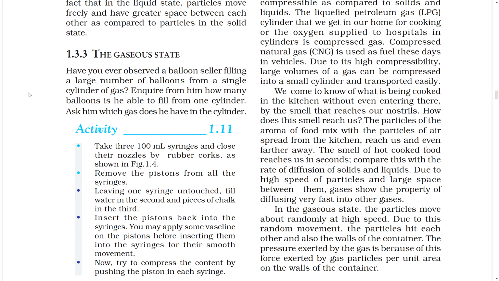Compare this with the rate of diffusion of solids and liquids. Due to the high speed of particles and large space between them, gases show the property of diffusing very fast into other gases.